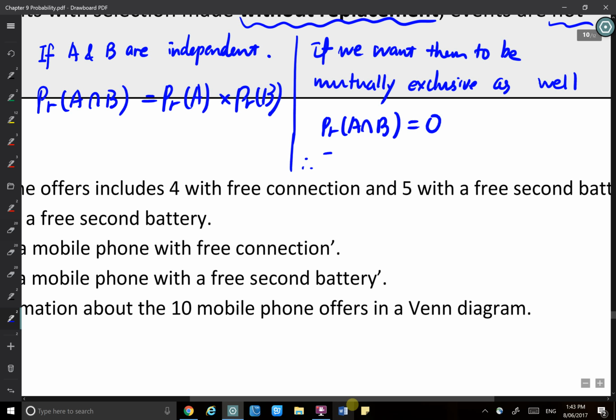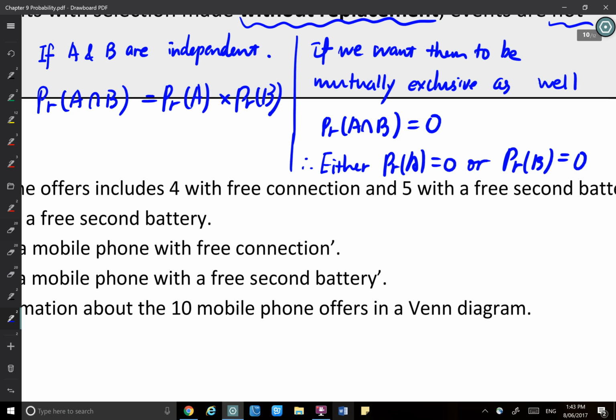So it is either probability A equals 0 or probability B equals 0. If I want the intersection to be 0, and you already know that the intersection will be A times B, then it's either A to be 0 or B to be 0. It's not going to happen most of the time. If there are two events and one of them has 0 chance of happening, which means there's no such event. So mutually exclusive and independent are not going to happen at the same time, say 99% of the chance.